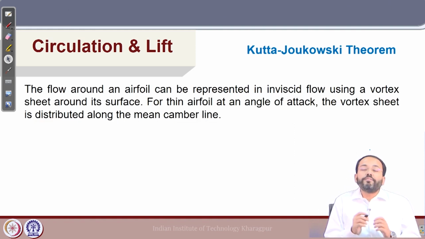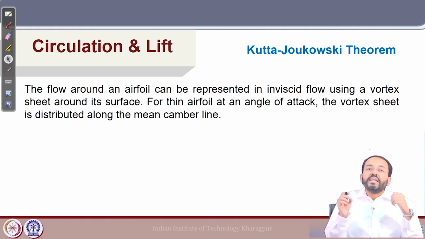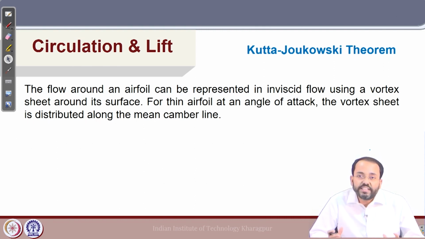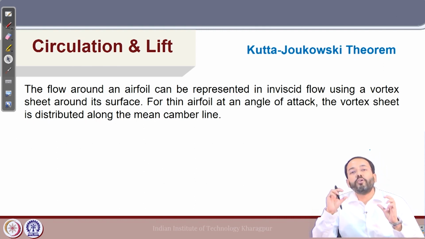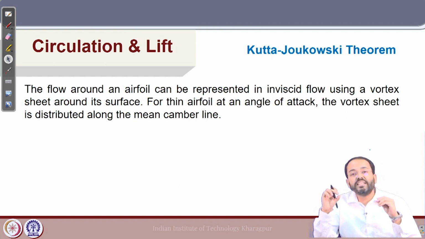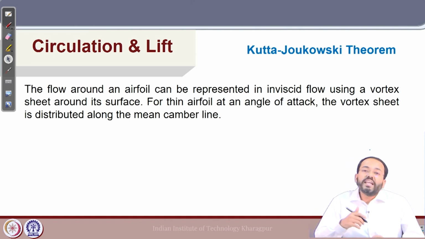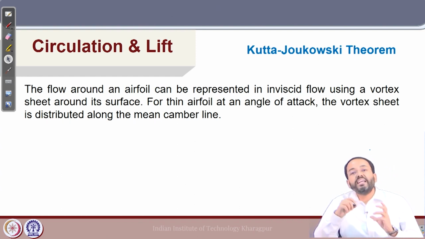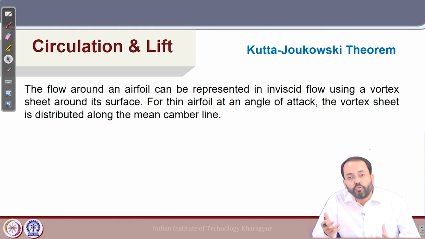So, if we think of a flow over an airfoil, it can be represented in simple inviscid flow using a vortex sheet on the surface of the foil. So, if I distribute a set of vortices on the surface of the foil, we can represent the flow past an airfoil. In a similar way, for a thin airfoil, we can make an approximation, and as we have seen the camber line, for a thin airfoil we can distribute the vortex sheet on the mean camber line and it can represent the flow. Using suitable boundary conditions, we can represent the flow over a thin airfoil.